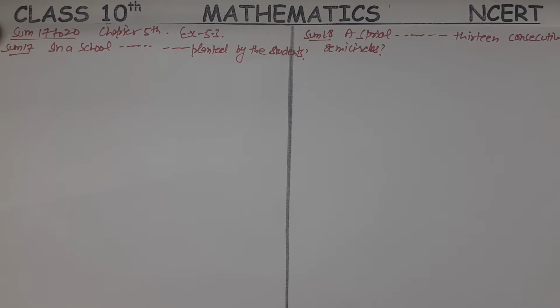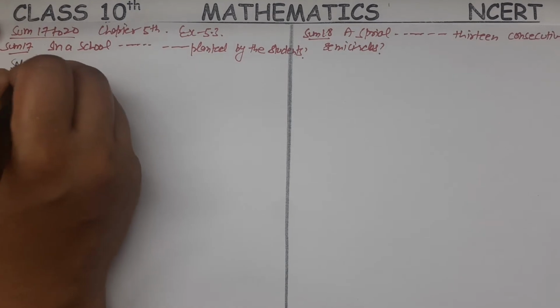Example, a section of class 1 will plant 1 tree, a section of class 2 will plant 2 trees, and so on till class 12. There are 3 sections of each class. How many sections? 3 sections. So we have to find how many trees will be planted by the students.